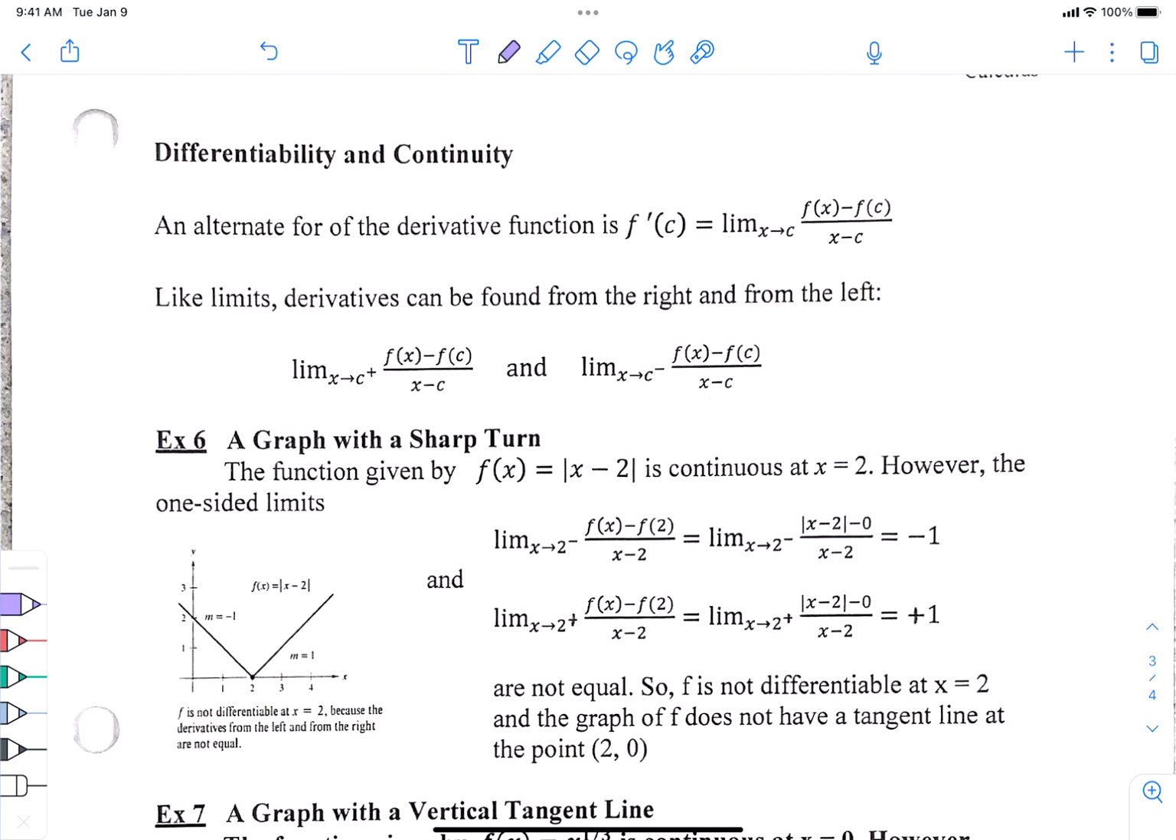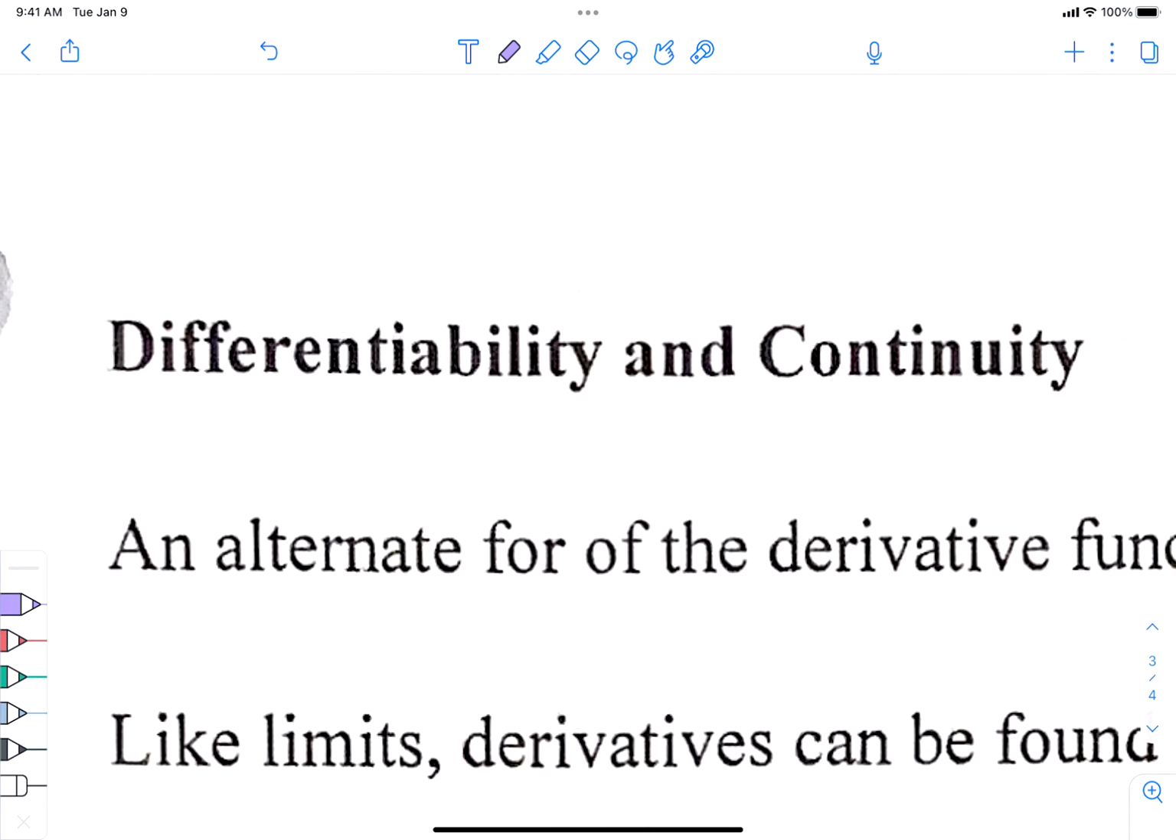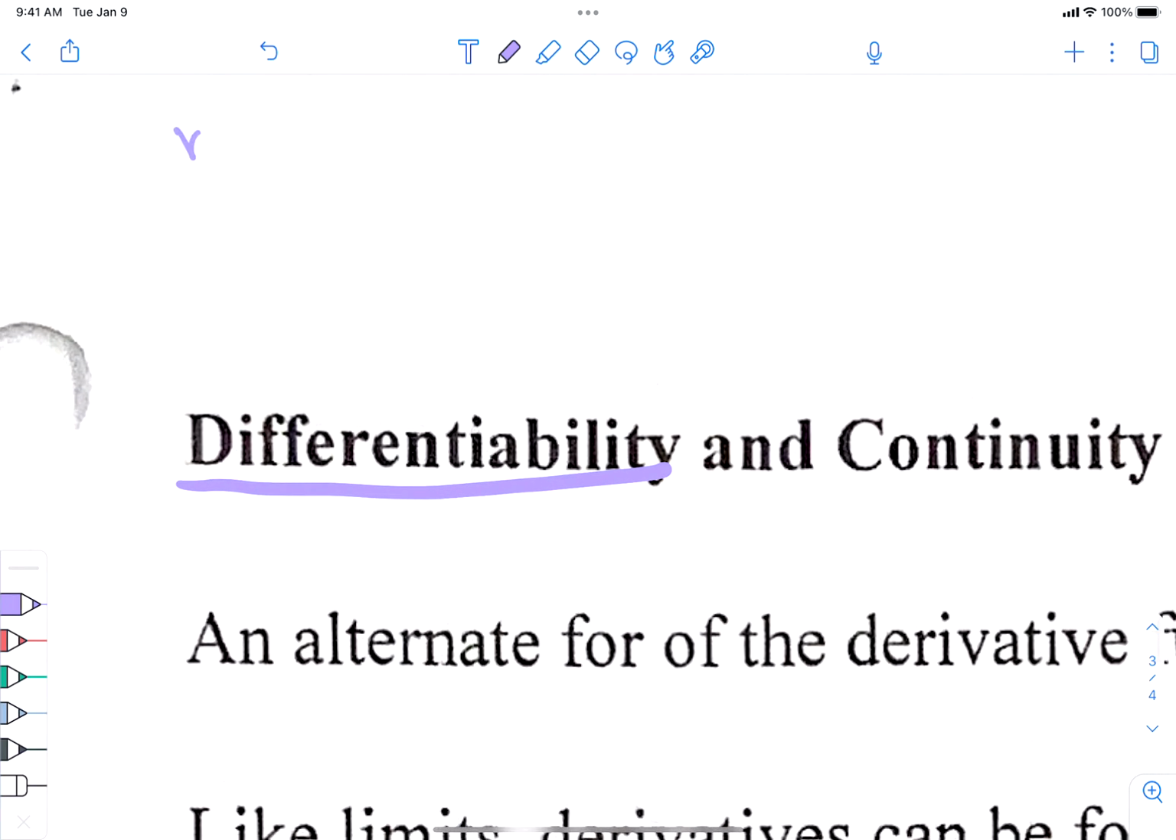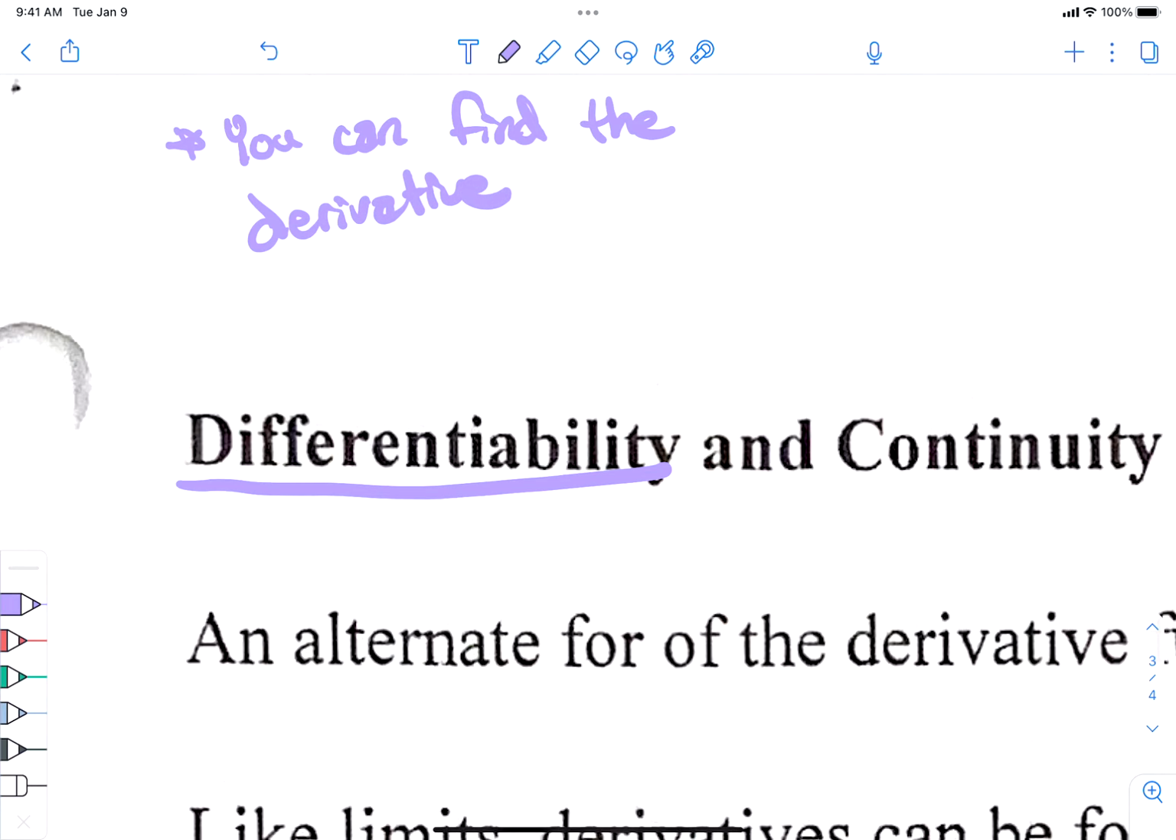Let's go to the back side, the very last page. Other things that can happen. I'm just going to skim through this and show you what some of these terms mean. Underline this word: differentiability. Differentiability means you can find the derivative. It means it is able to find the derivative.